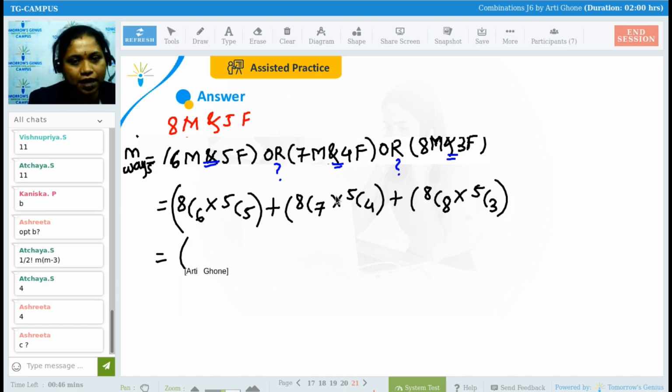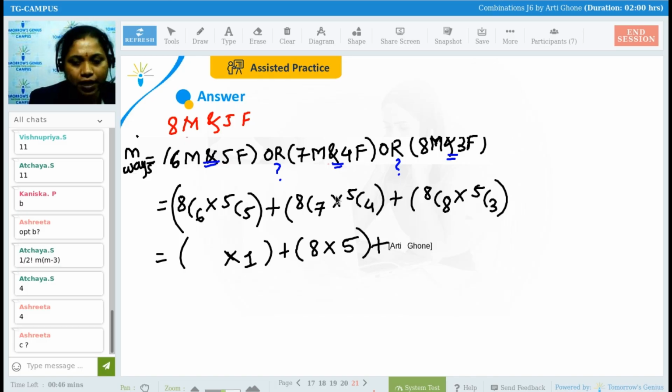So how many shortcuts are available with us? 5C5 is 1, right? Okay. Plus 8C7 is 8. If we have a difference of 1 only, we can produce 8 directly. Okay. 5C4 is 5. Clear? Plus 8C8 is 1. Now we need to calculate only two combinations, 8C6.